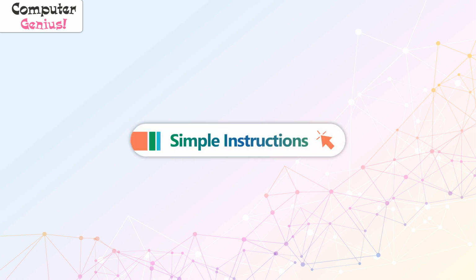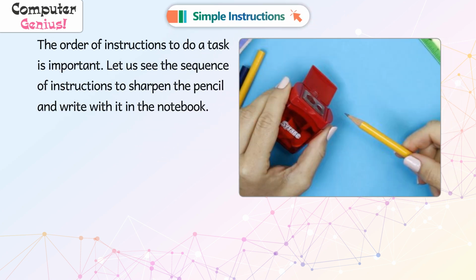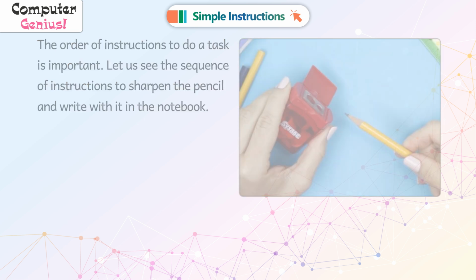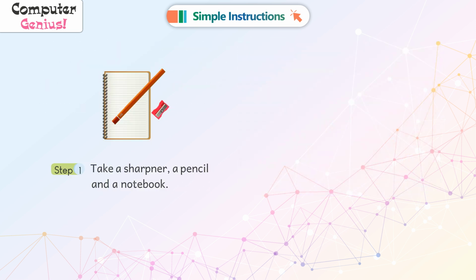Simple instructions. The order of instructions to do a task is important. Let us see the sequence of instructions to sharpen the pencil and write with it in the notebook. Step 1. Take a sharpener, a pencil and a notebook.